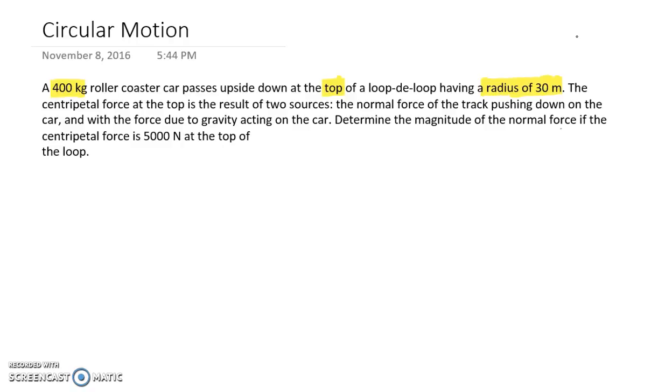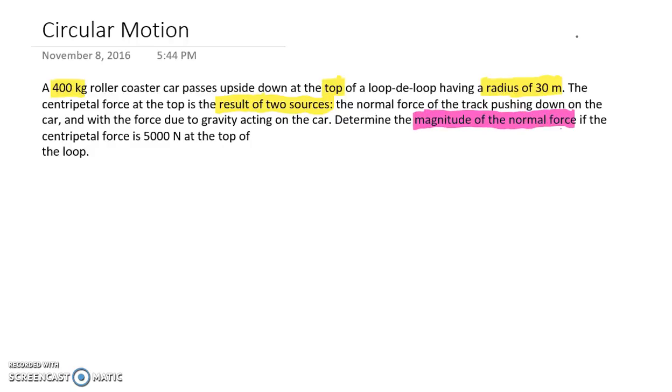The centripetal force at the top is a result of two sources. Well, let's get rid of that. Result of normal force and gravity. Okay, I'll just put result of two forces here. So it's normal force and gravity, and it says determine the magnitude. So this is asking you what to do.